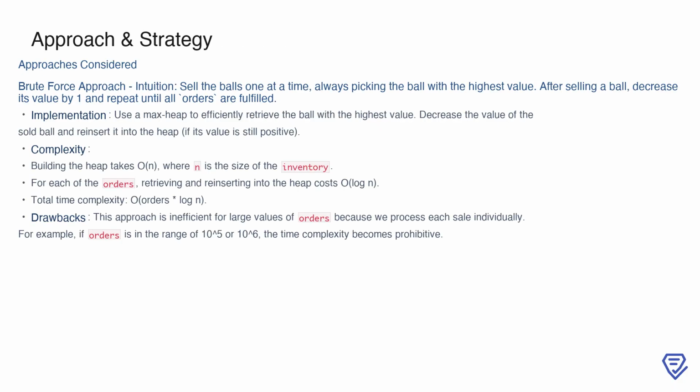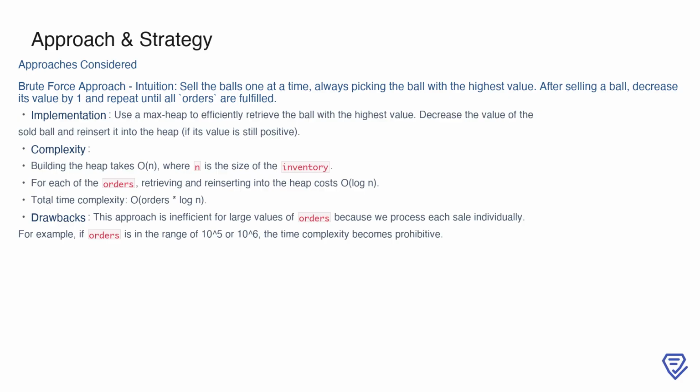To solve the problem, one approach we could consider is the brute force method. The intuition here is straightforward: sell 1 ball at a time, always selecting the ball with the highest value. After selling a ball, we decrease its value by 1 and repeat the process until we fulfill all the orders. To implement this, we can use a max heap, which allows us to efficiently retrieve the ball with the highest value. Each time we sell a ball, we decrease its value and reinsert it into the heap if it still has a positive value. While this approach is simple to understand and implement, it has significant drawbacks in terms of efficiency.